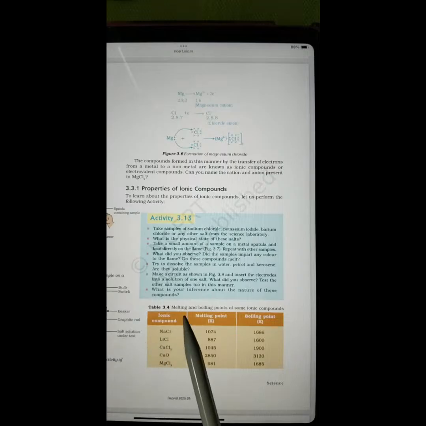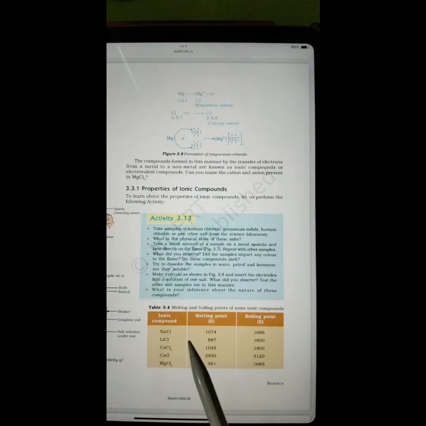Table 3.4, melting and boiling points of some ionic compounds, has been given to you. Please note that melting point is in Kelvin, same as boiling point, and Kelvin is the SI unit of temperature. The ionic compounds given to you are NaCl, sodium chloride, lithium chloride, calcium chloride, calcium oxide, and magnesium chloride, and so is their chemical formula. Lithium chloride is LiCl, calcium chloride is CaCl2, calcium oxide is CaO, magnesium chloride is MgCl2.